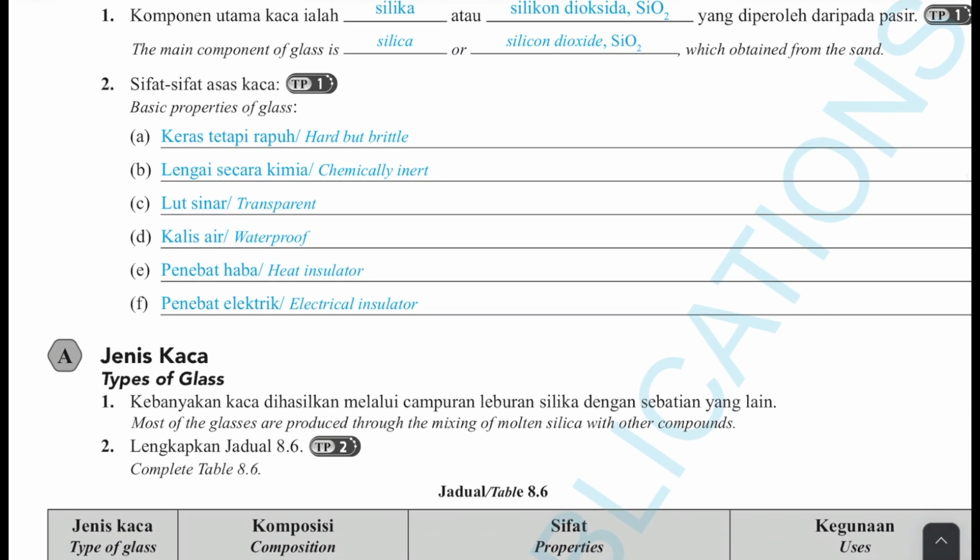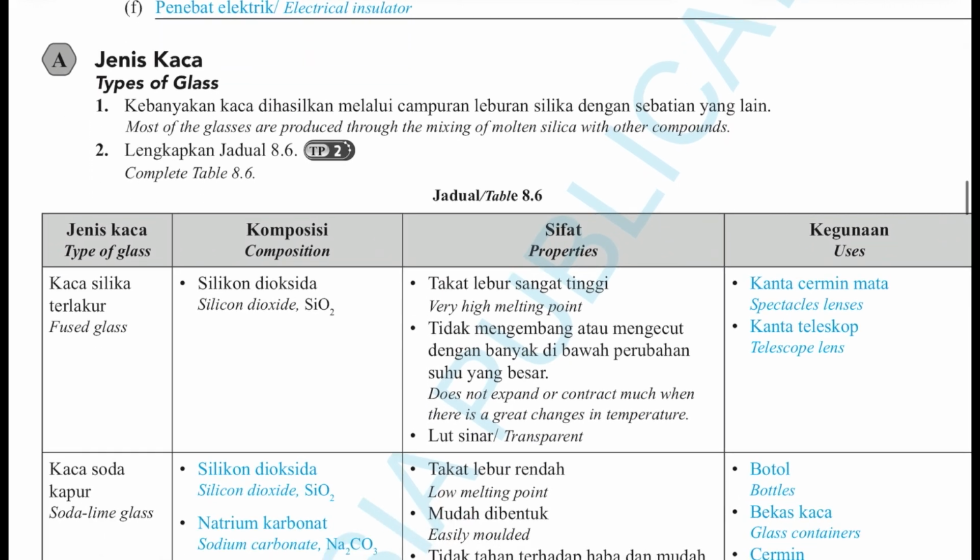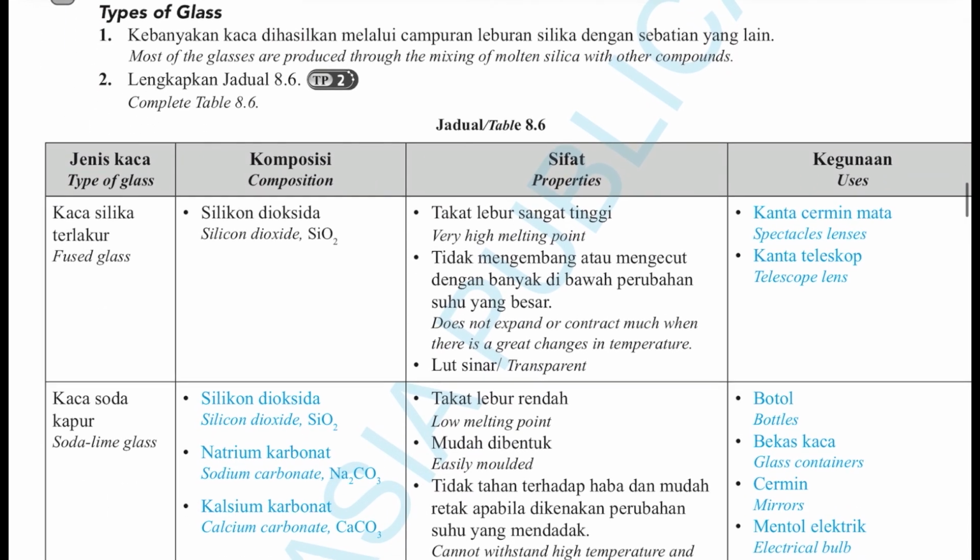If you still remember, right? Glass is made up of silica or silicon dioxide, which obtained from the sand. Jadi daripada sand tu, dalamnya ada silica and silicon dioxide. Jadi silica or silicon dioxide ni kita gunakan untuk buat glass. Jadi mana datang silica atau silicon dioxide ni? Datangnya daripada pasir, sand. Okey. Jadi glass ni dia ada macam-macam jenis. Jadi kita tengok kat sini.